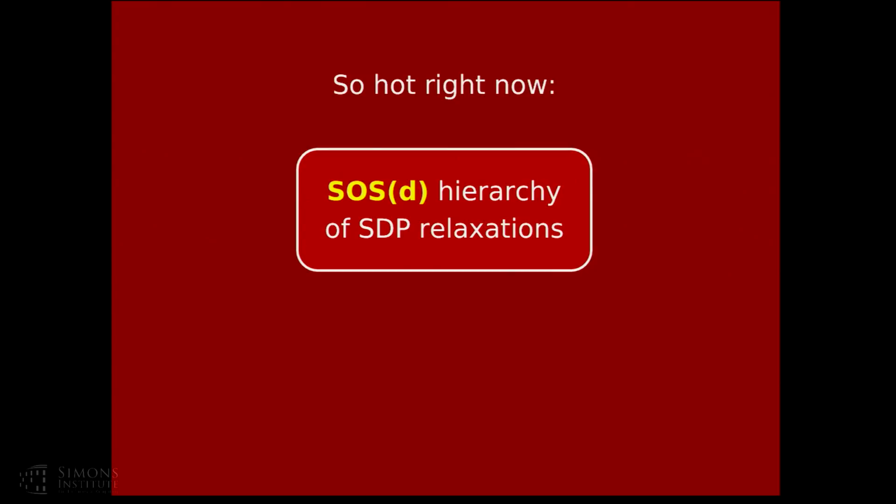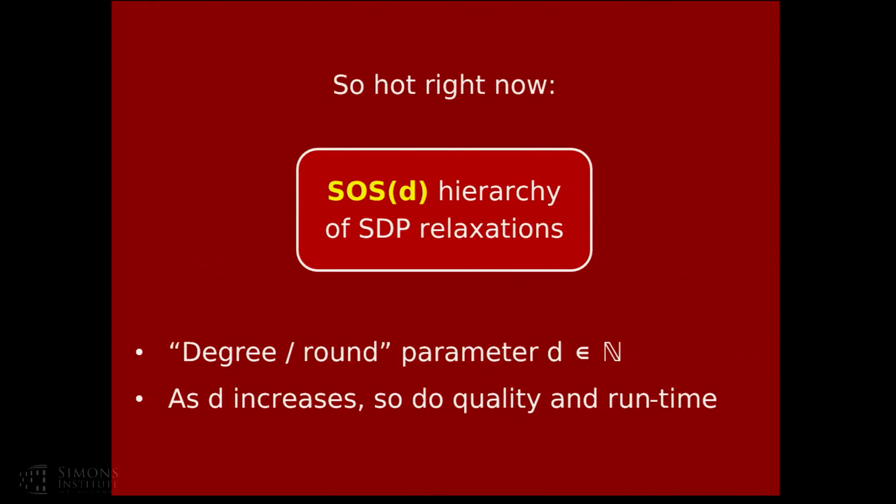And a very hot one right now is the sum of squares hierarchy of semi-definite programming relaxations, which I wrote as... exactly. That's why the slides are red. It's a family of semi-definite programming relaxations parameterized by something called D. This D is called the degree parameter or the rounds parameter. For every choice of a natural number D, you get a semi-definite programming relaxation for your polynomial optimization problem. And it's really cool because it's very powerful. This parameter D is also pretty cool because you can set it to whatever you want. As D increases, so does the tightness and quality of your relaxation, but also the runtime. So you can get potentially a trade-off between running time and quality.